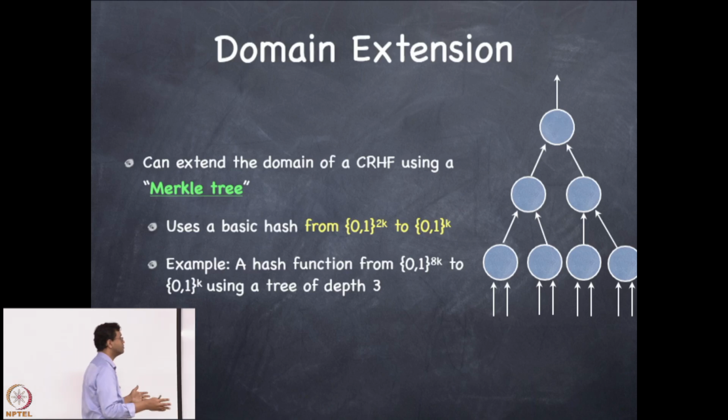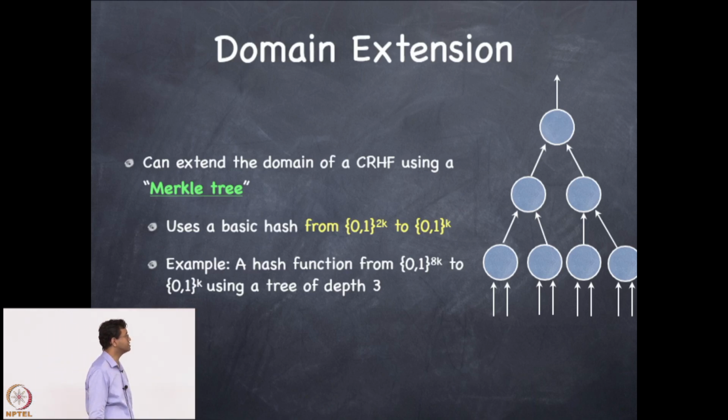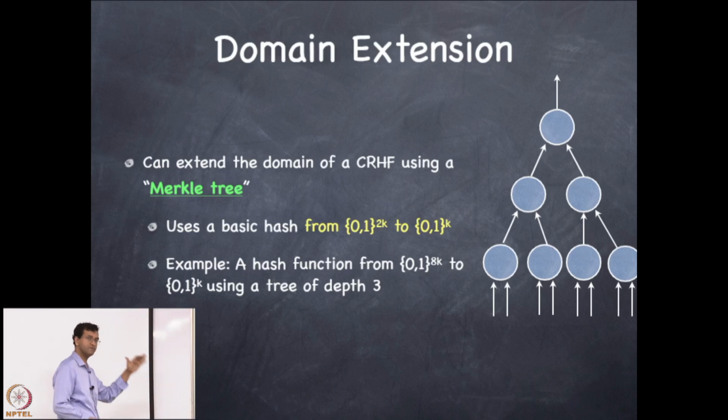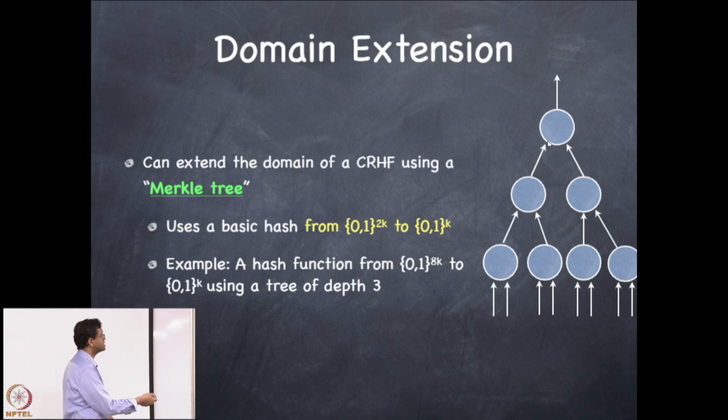So each leaf takes 2 blocks of input. In this example, I wanted 8 blocks as input, so I had depth 3. If you wanted 16 blocks, you will have depth 4 and so forth. But you fix that depth. You tell me ahead of time what it is. And even if it's a billion, you'll have essentially that many nodes here, minus 1.